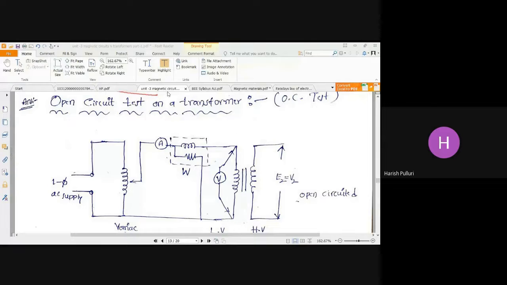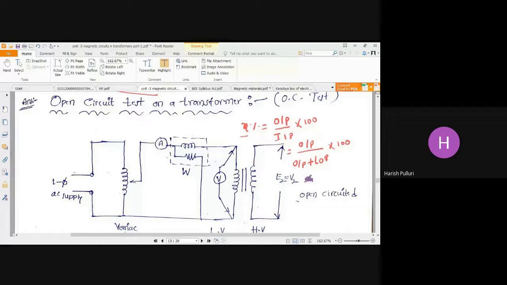What is the efficiency formula? Efficiency is generally represented with eta. Output by input into 100. So this is the efficiency formula. How can I write the same formula? Output by output plus losses into 100.